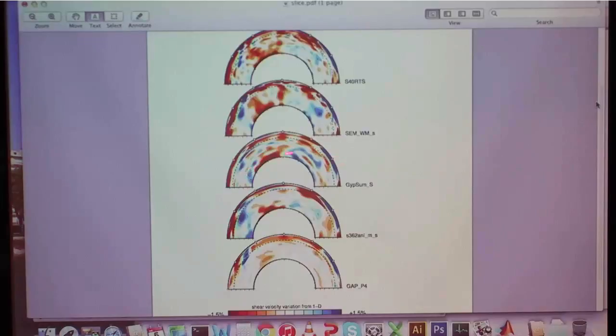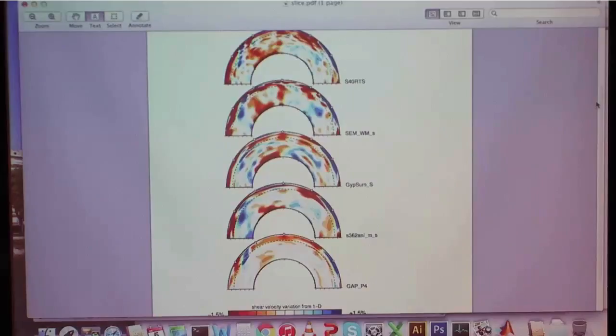Yeah. The GAP4 model, I put it in there. And it's a P model. But it's a very nice illustration of what happens if you have no data. You get no model, right? I mean, that's no surprise. It's the most recent model from Fukao, Obayashi, and Nolet, I think Nolet is the third author.